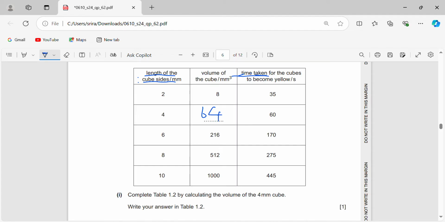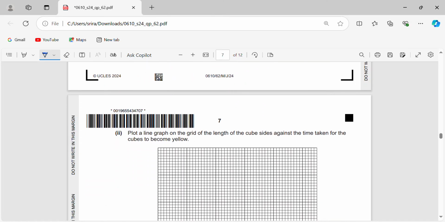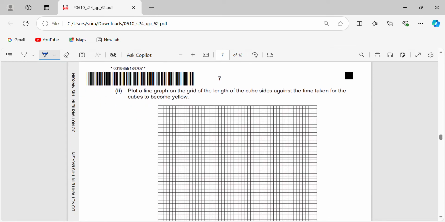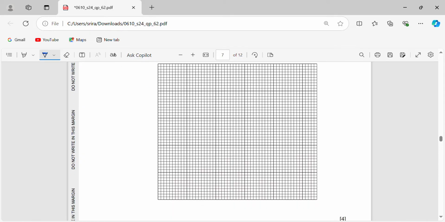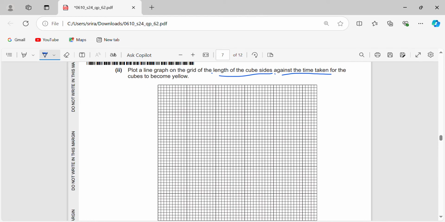Now I think it's a graph we have to draw next. So yeah, plot a line graph on the grid of the length of the cube sides, which is our independent variable. Now you're going to understand why I mentioned that, against the time taken. So whatever they say first is the variable you need to put on the x-axis, and whatever they say after the word against is what you need to put on your y-axis. So here, length of the cube sides is going to go on the x-axis, and the time taken for the cube to become yellow is going to be on the y-axis.